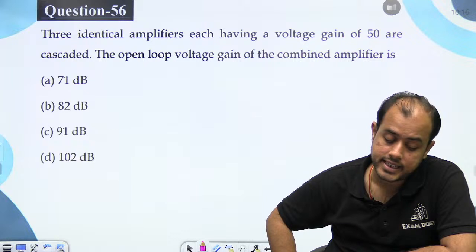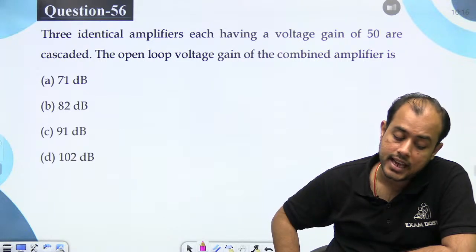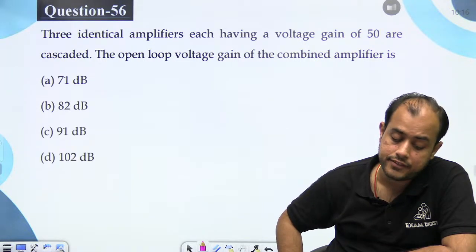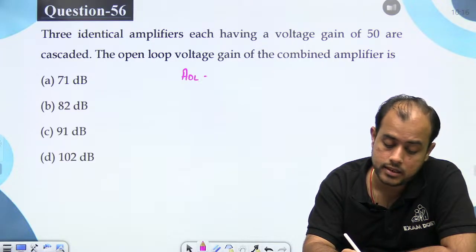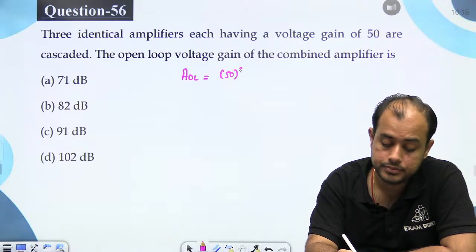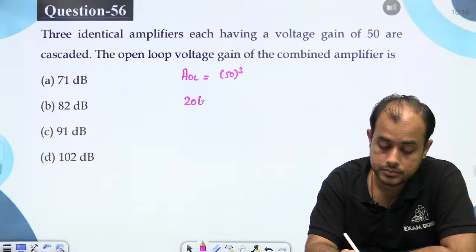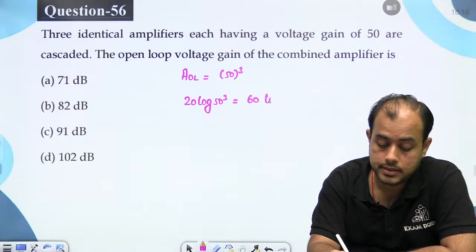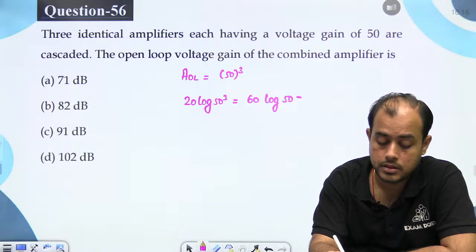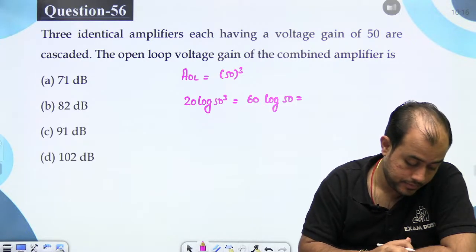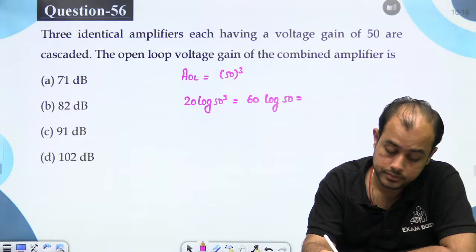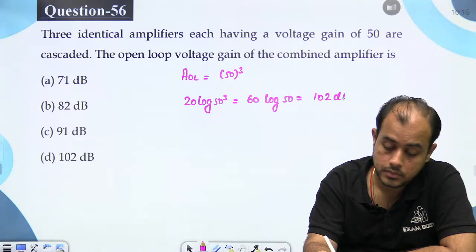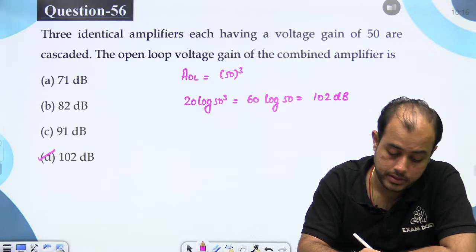ESE 2016. Three identical amplifiers having a voltage gain 50 are cascaded. So what is the open loop gain overall? 60 log 50, 102 dB.